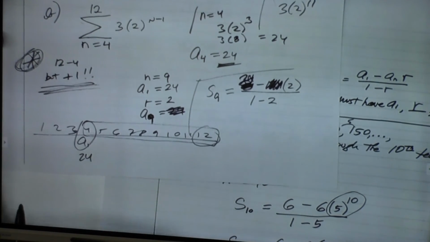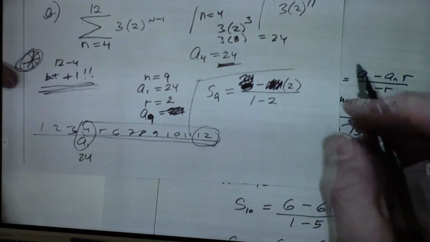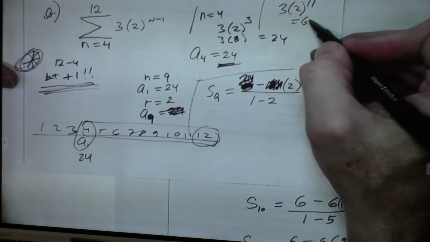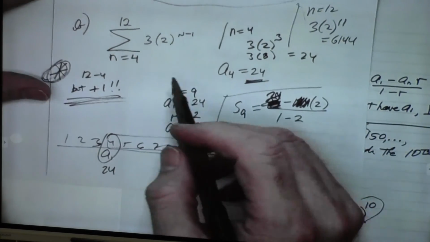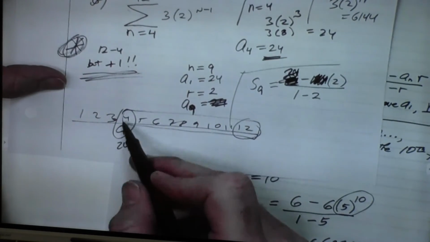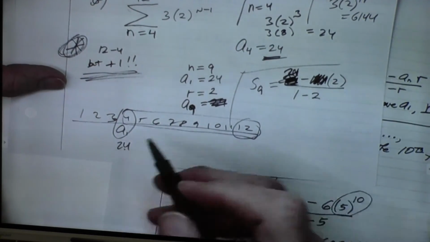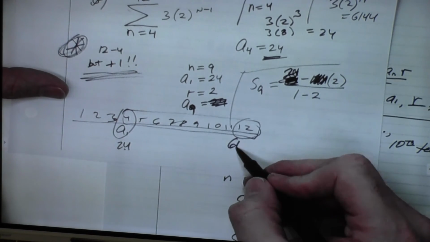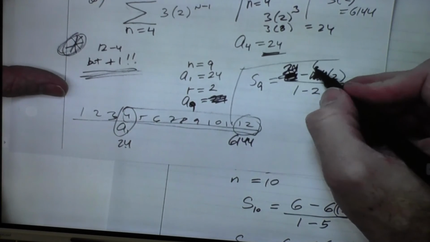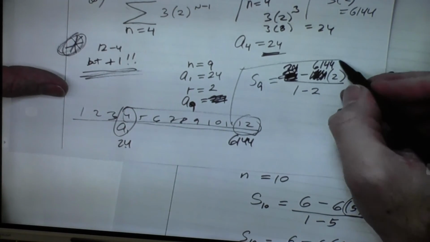Okay, let's calculate that. 2 raised to the 11th power times 3. That gives me 6144. So the new first term is 24. The new 9th term, which used to be the 12th term, is 6144. I can now use that if I put 6144 here times the 2.